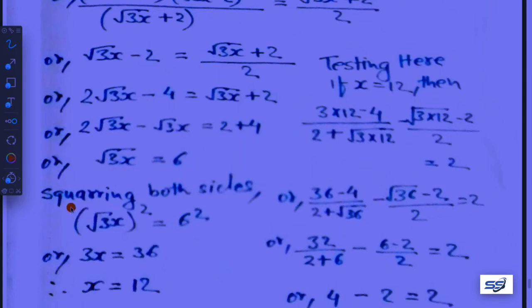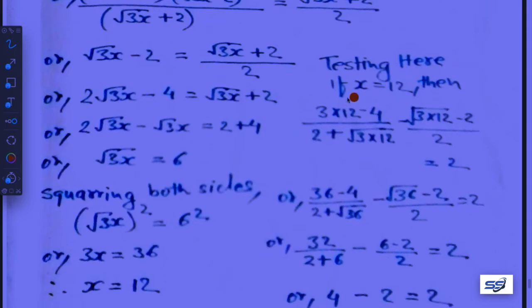Squaring both sides, we get (√(3x))² equals 6², or 3x equals 36. Therefore x equals 12, as 36 divided by 3 gives 12. Now, on getting the value of x, we shall put this value in the original equation.